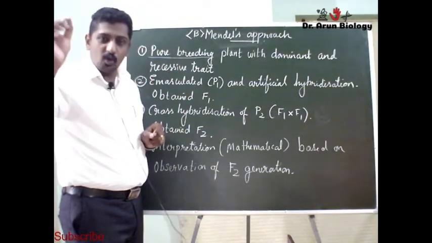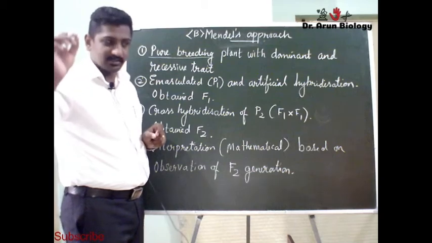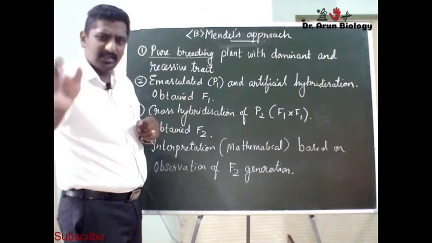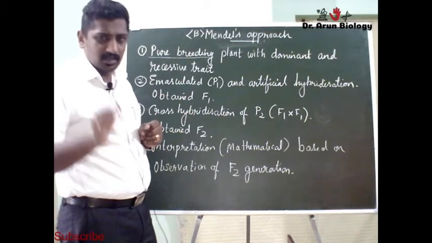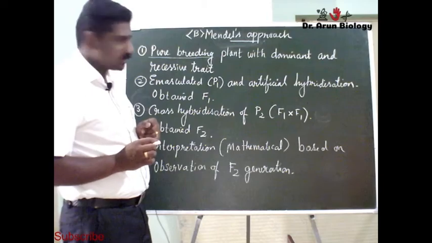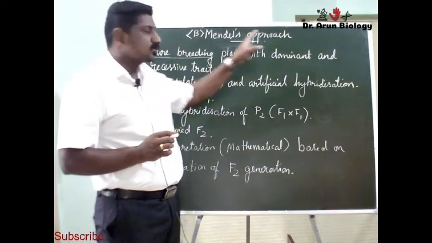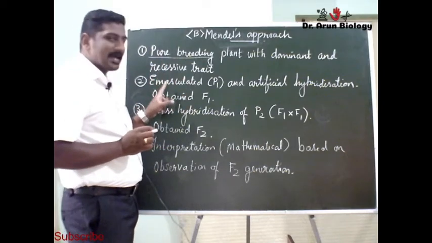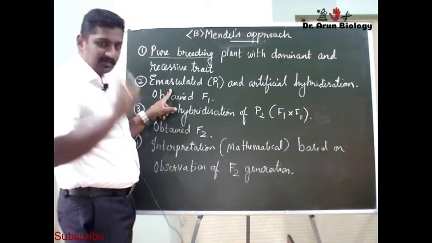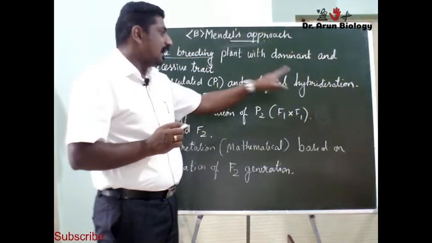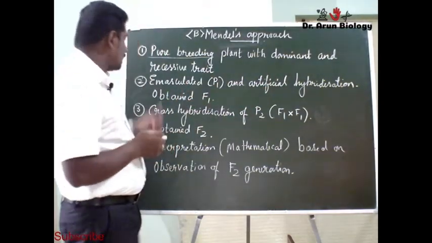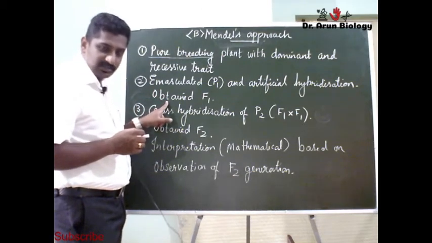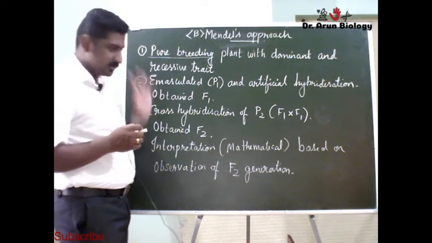After choosing a homozygous dominant plant and a homozygous recessive plant, how to identify them? He performed a cross called test cross to identify the homozygous trait. After identifying the homozygous dominant and homozygous recessive, we are going to call this P1. He emasculated any one of the plants and artificially hybridized the flowers. And after hybridization, he obtained a plant called F1 generation, the first filial generation progenies.